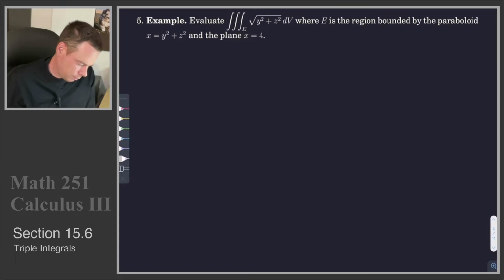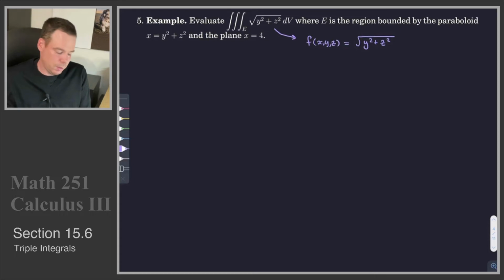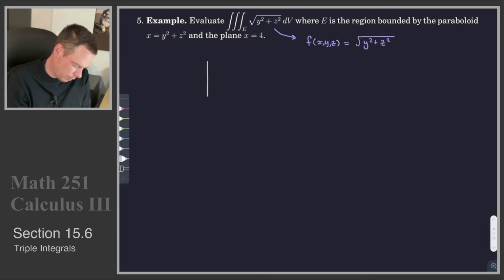So let's evaluate this triple integral of the square root of y squared plus z squared, where E is the region bounded by the paraboloid and the plane. So the first thing to note is that we've got our function that we're trying to integrate. Let's call it f of x, y, z. And we don't have to do anything with it right now, because that's just the thing we're going to integrate in the end. Right now we're interested in setting up this triple integral. How are we going to integrate over all the points in this three-dimensional region? So we'll start by getting a sketch of this region.